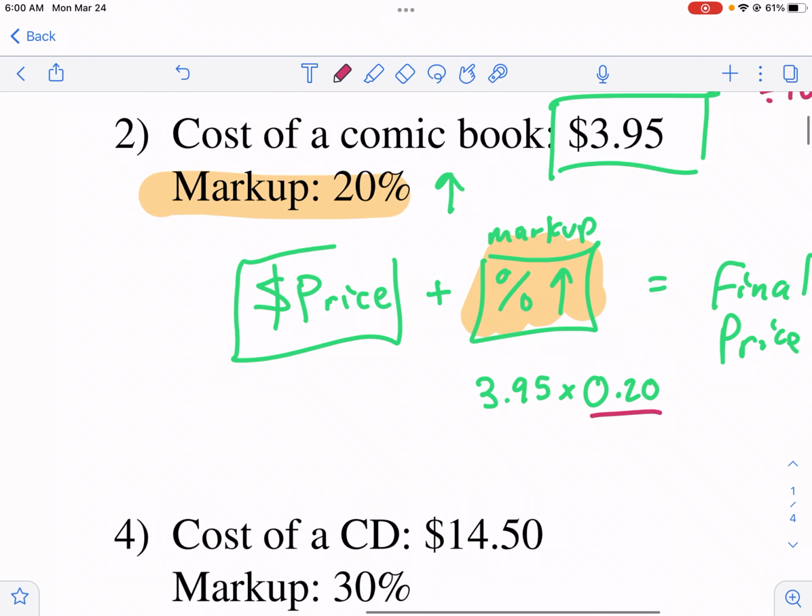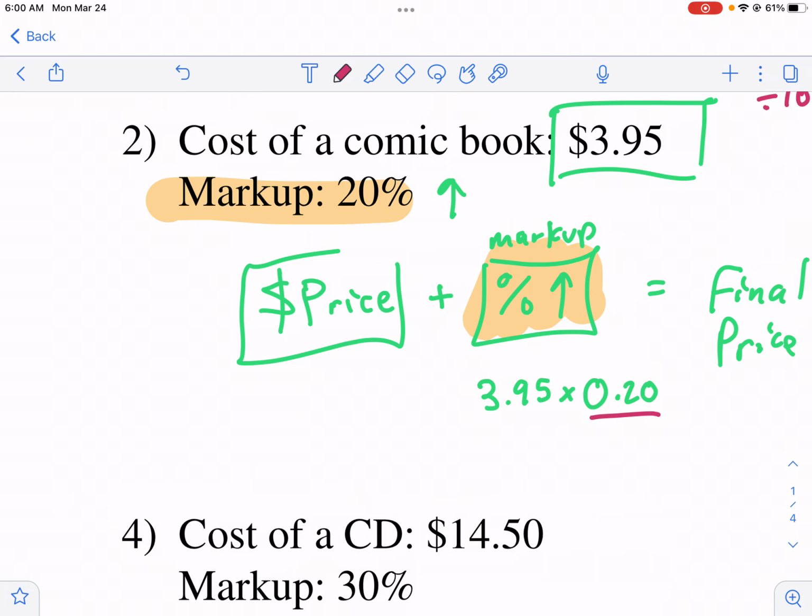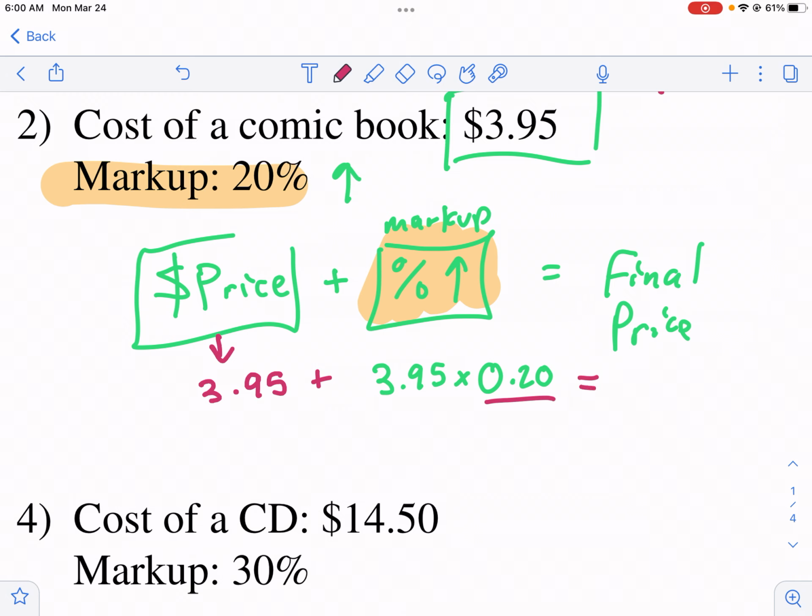Like I said, let me just put this into my original formula. So I have $3.95, that was my original price. It's going to increase by a small percentage, and then that's going to be equal to my final price, which I could call X, but let's call it Y because I'm using X for multiplication. So let's call that Y.